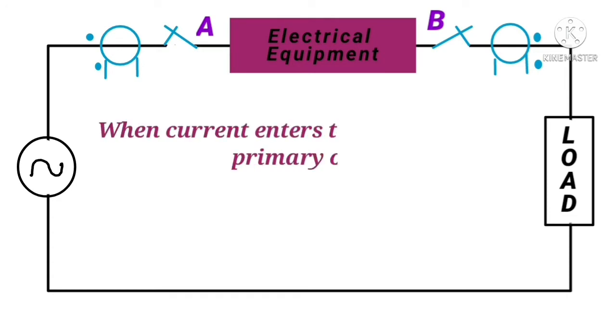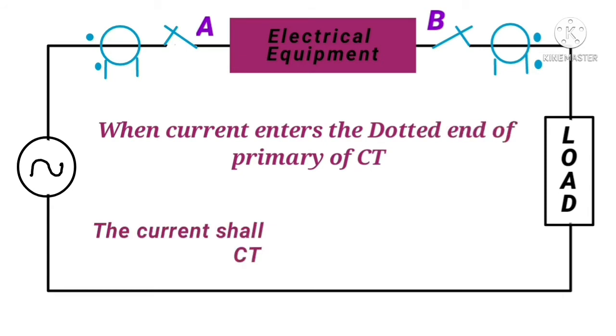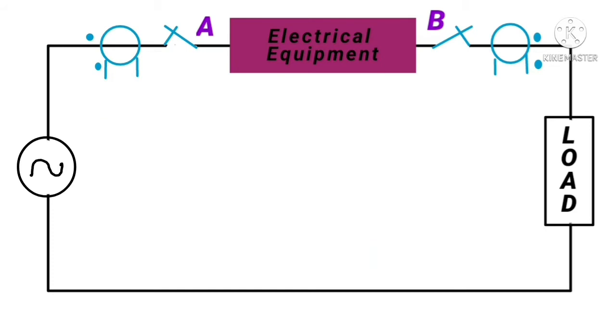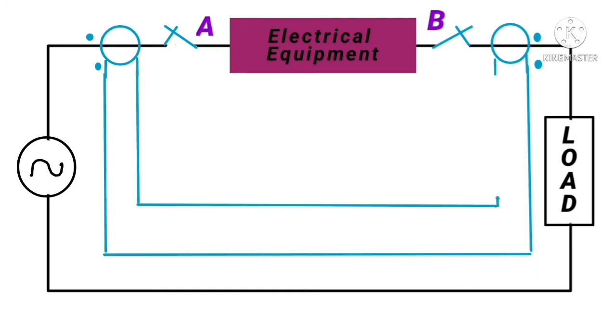Before proceeding, let's revise a basic principle of CTs: when current enters the dotted end of the primary of a CT, the current must leave the dotted end of the CT secondary. On this principle, we will proceed further with the differential scheme. Connect the CT secondary terminals in this manner. Connect a relay in between the interconnecting wires of the CT secondaries.